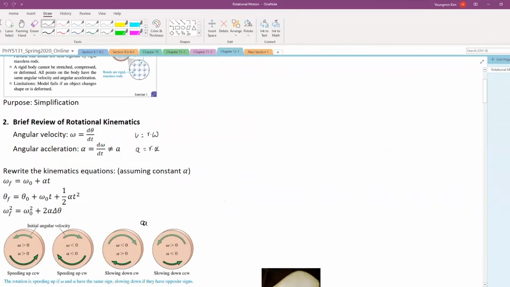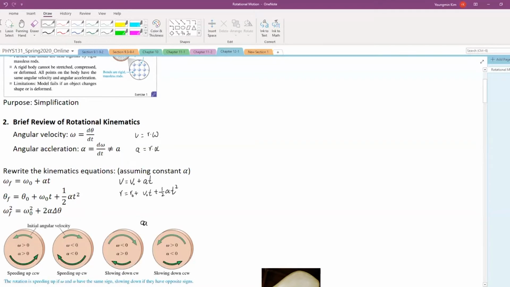Now, knowing this, we can rewrite the kinematic equations. In the linear form, we have the final velocity is equal to the initial velocity plus acceleration times time. In rotational form, the final angular velocity is equal to the initial angular velocity plus angular acceleration times time. And in general, the final position is the initial position plus the initial velocity times time plus 1/2 a t squared. That is exactly the same in rotational form.